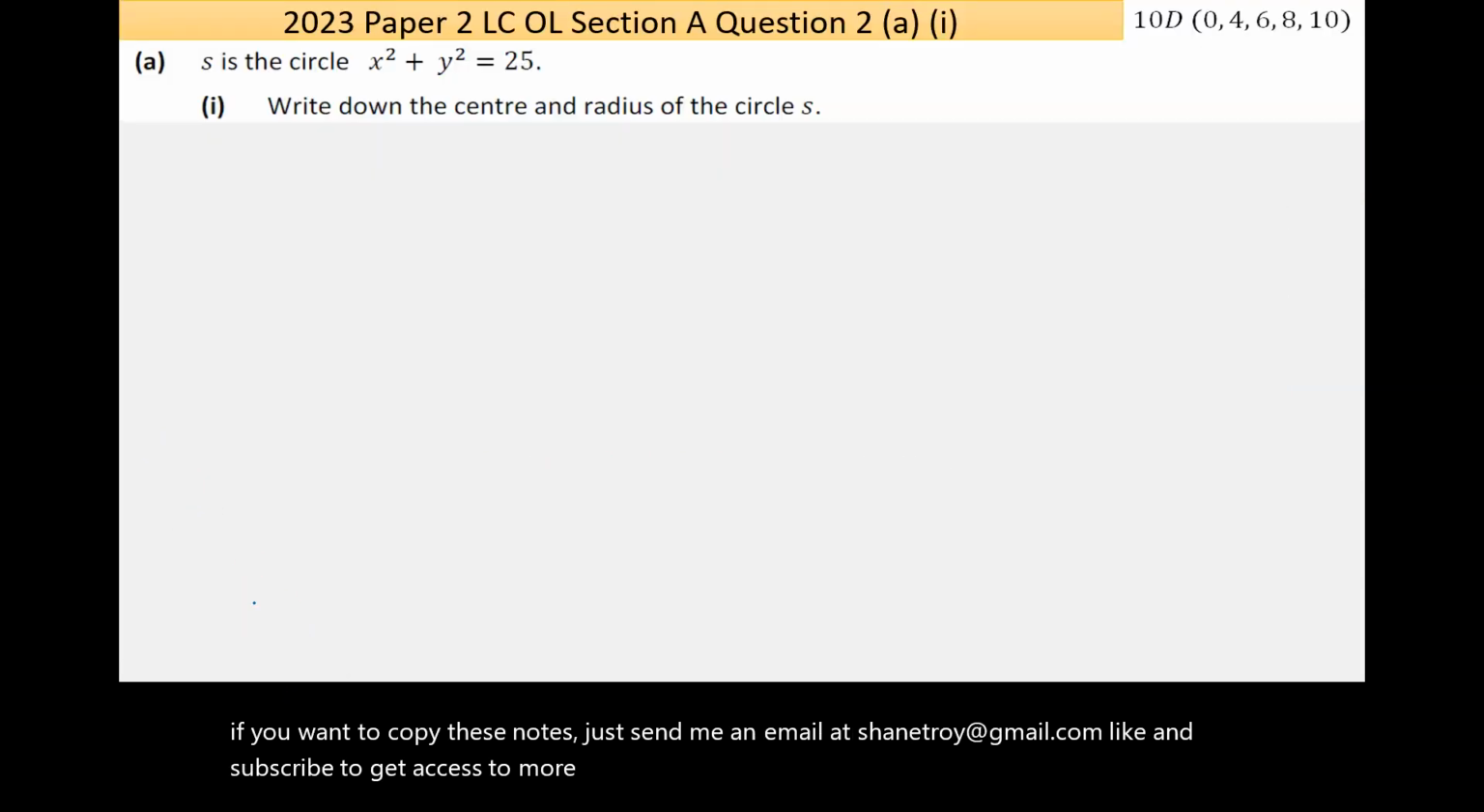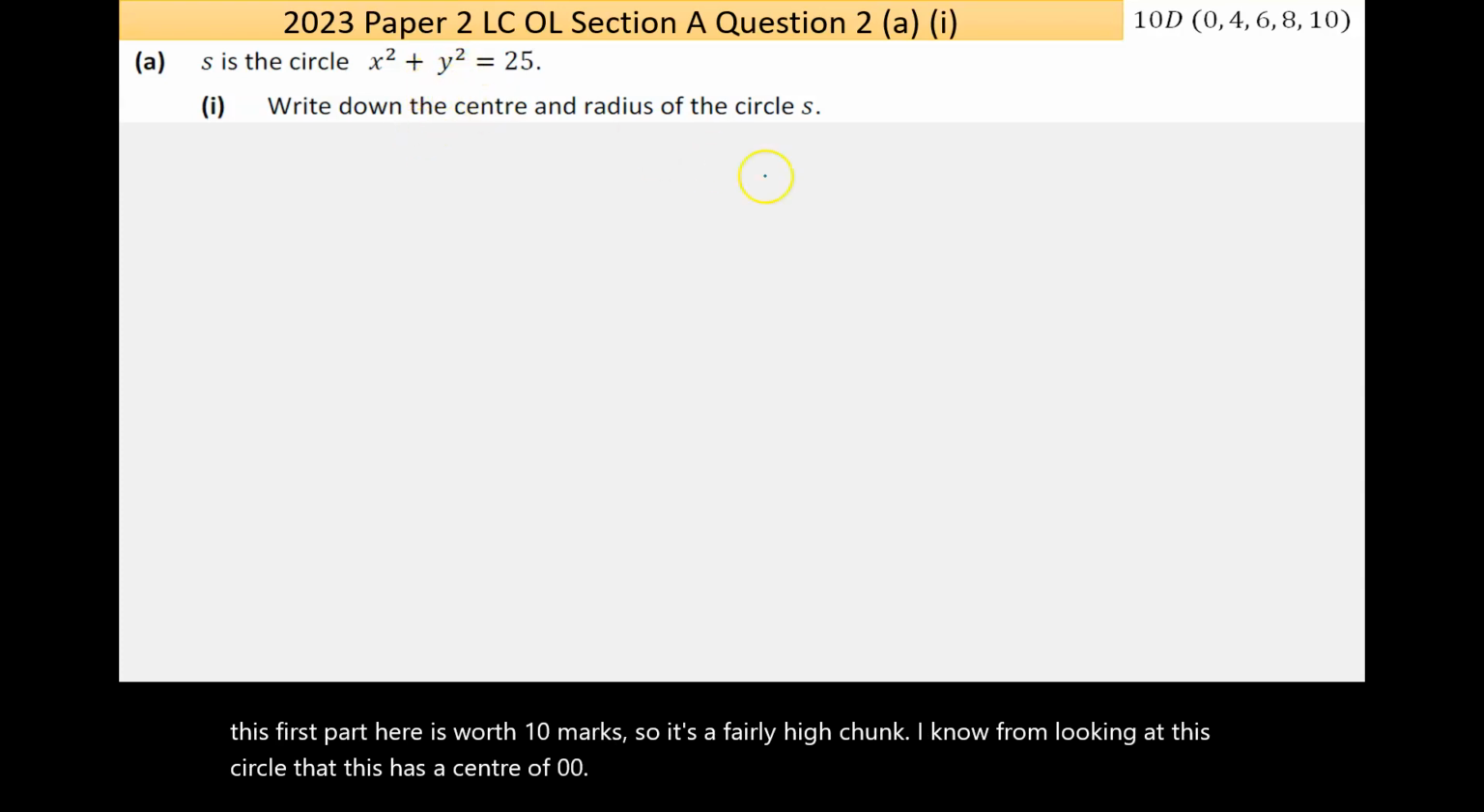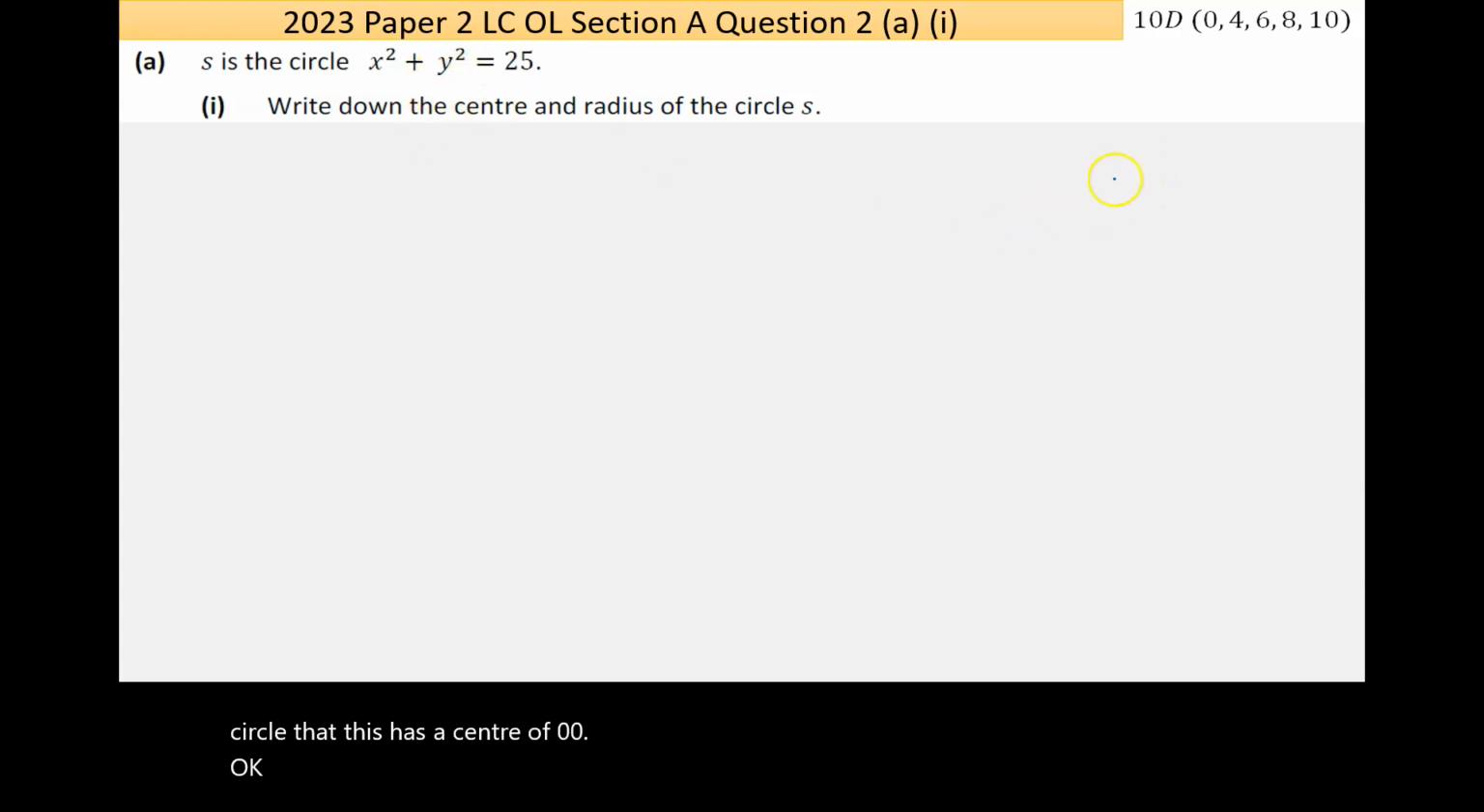So question 2 here is on the circle. Just to note that this first part here is worth 10 marks, so it's a fairly high chunk. I know from looking at this circle that this has a center of 0, 0. So I could draw it, I suppose.